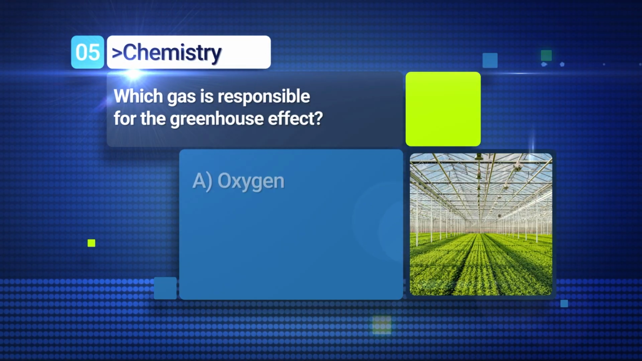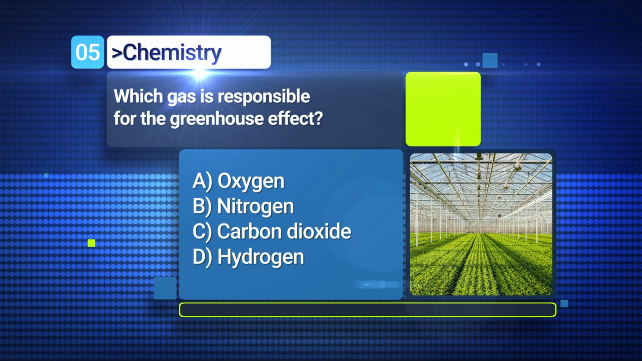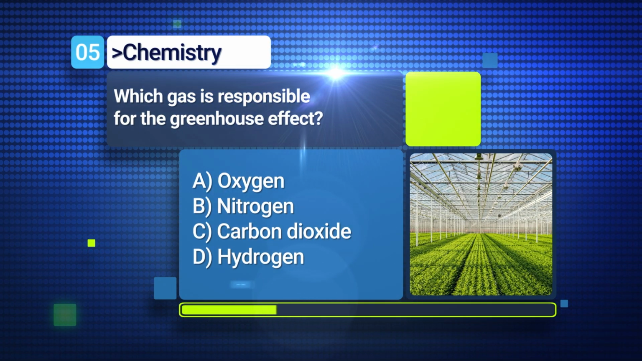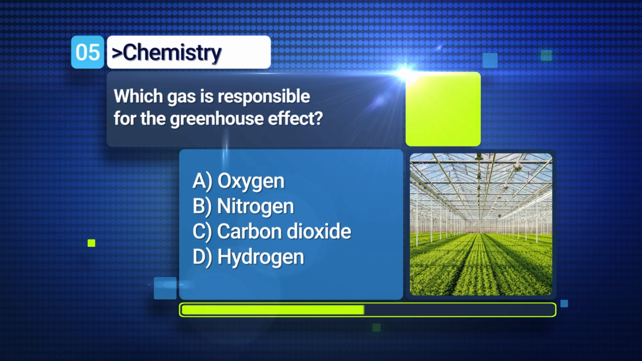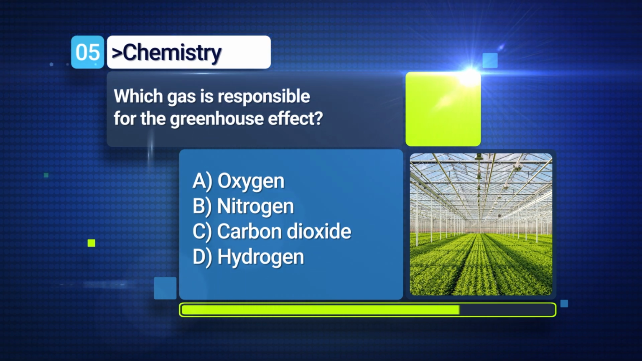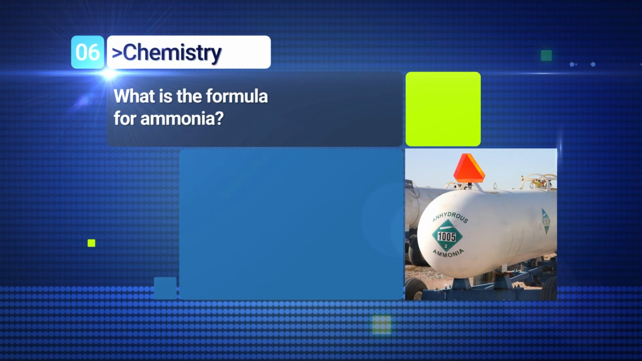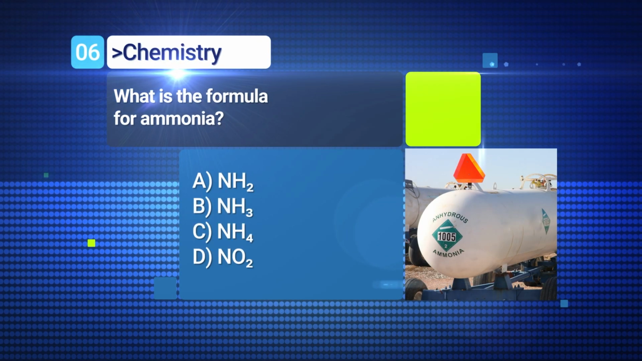Question 5. Which gas is responsible for the greenhouse effect? A. Oxygen. B. Nitrogen. C. Carbon dioxide. D. Hydrogen. Answer: C. Carbon dioxide.